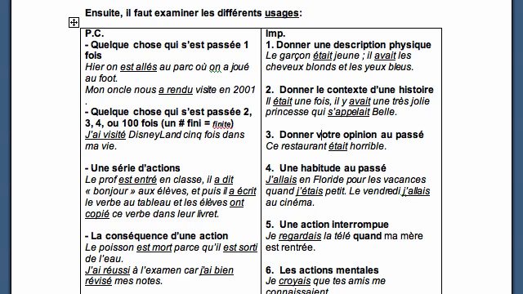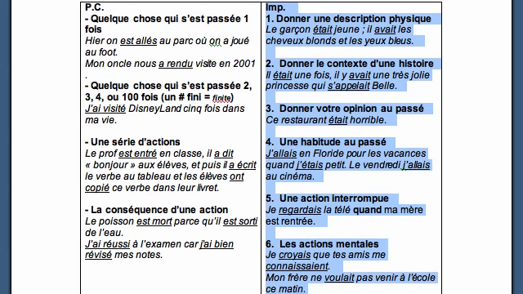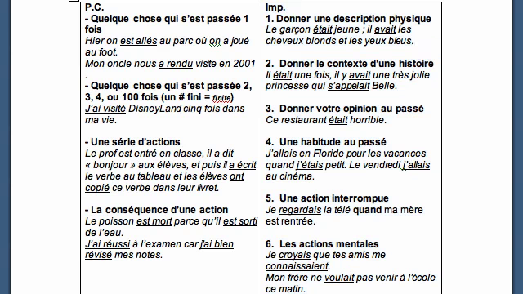So now move over to the imparfait side. On the imparfait side, things are a little bit more descriptive. I'm going to scroll down a little bit. Donner une description physique. So, le garçon était jeune. Il avait les cheveux blonds et les yeux bleus. You're giving a description, again, in the past. So if you were to talk about yourself in the past, like j'étais blonde, j'étais petite, etc. Anything like that that's a description, use the imparfait.